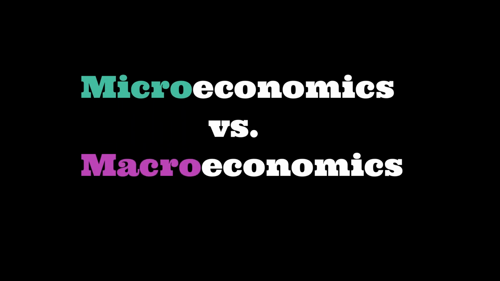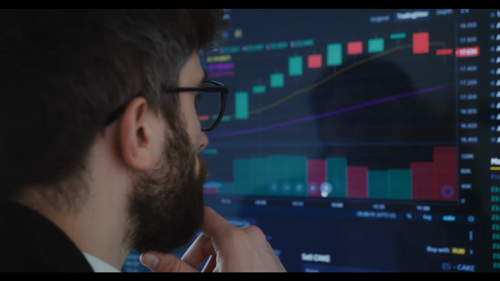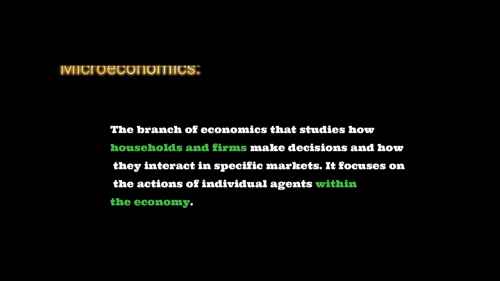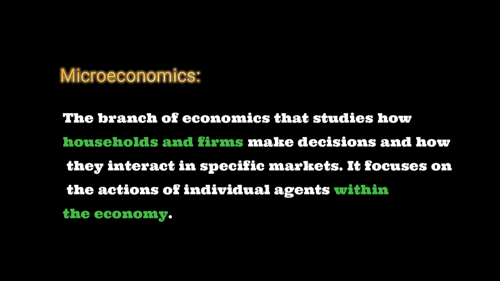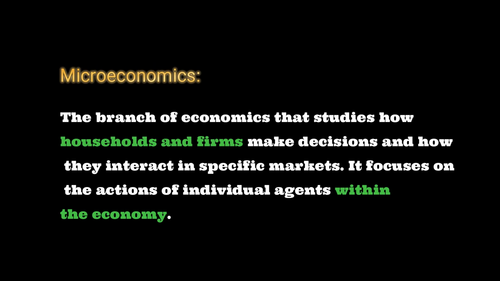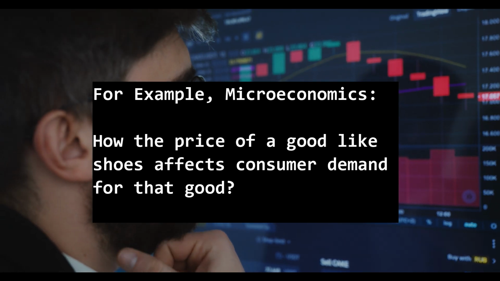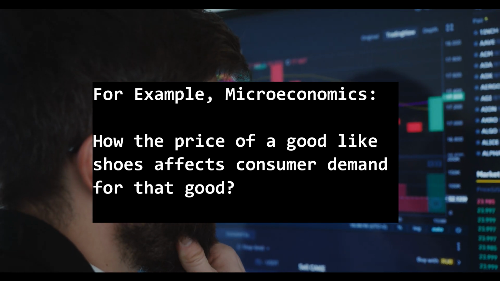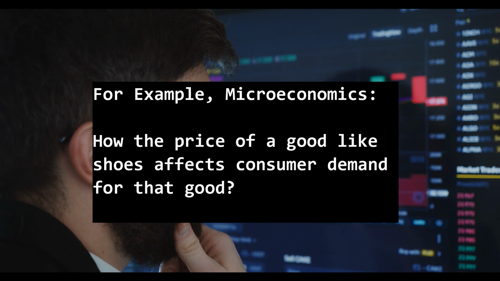1. Microeconomics versus macroeconomics. Before we dive into the graphs, let's clarify two key branches of economics as defined in Mankiw's book. Microeconomics is the branch of economics that studies how households and firms make decisions and how they interact in specific markets. It focuses on the actions of individual agents within the economy. For example, microeconomics would examine how the price of a good like shoes affects consumer demand for that good.